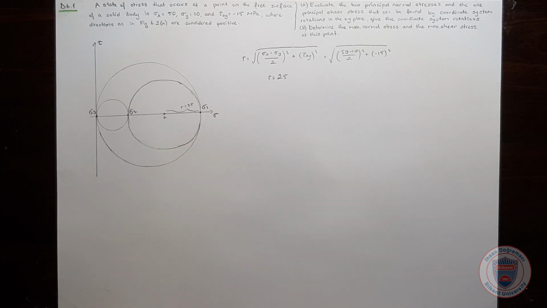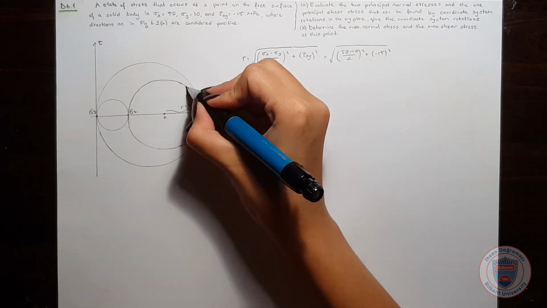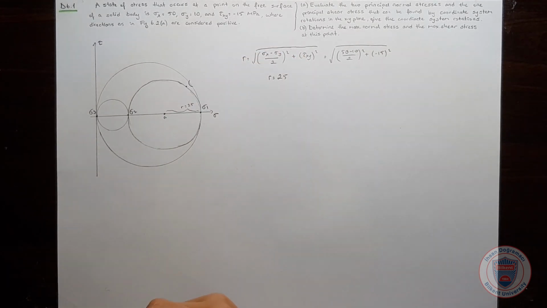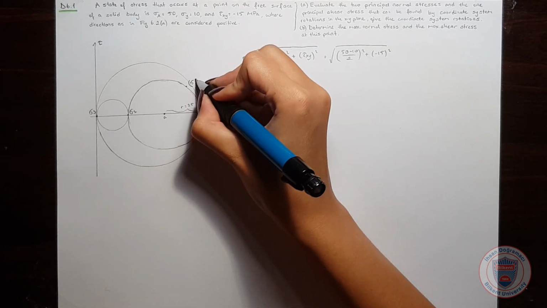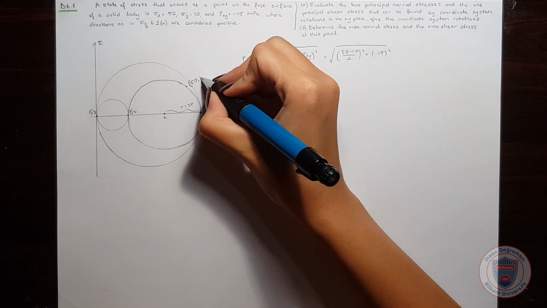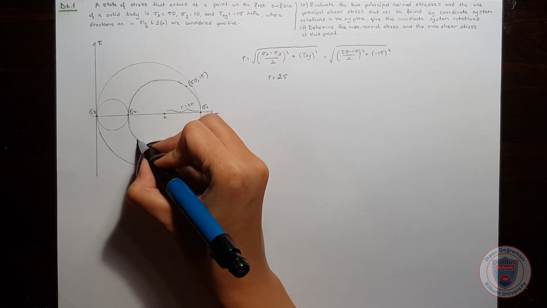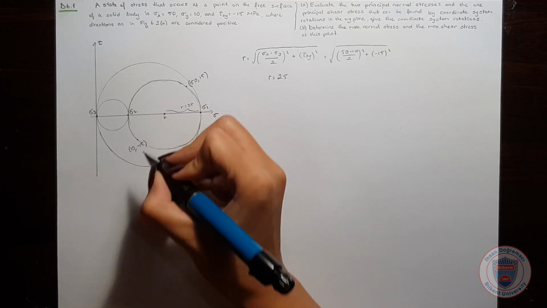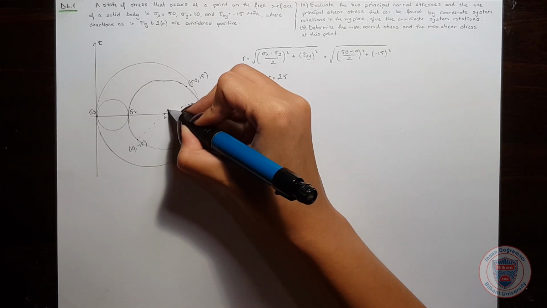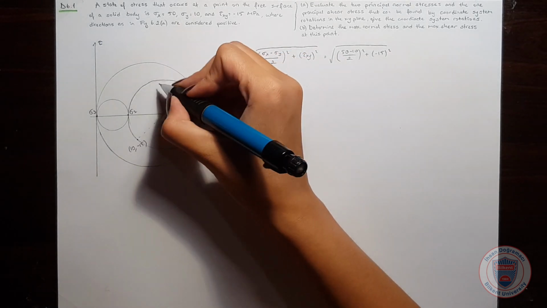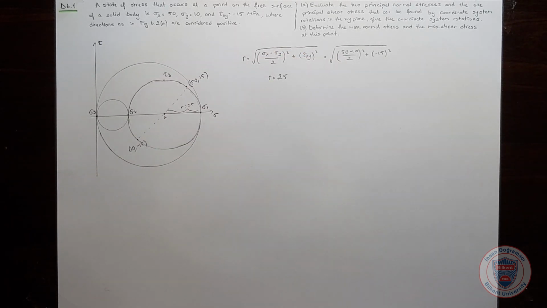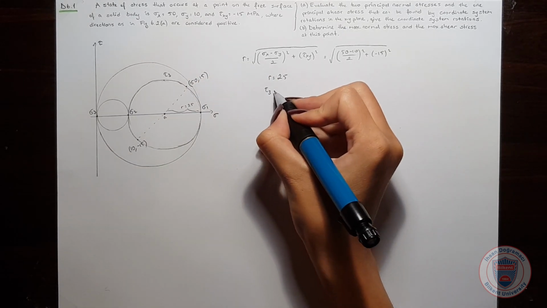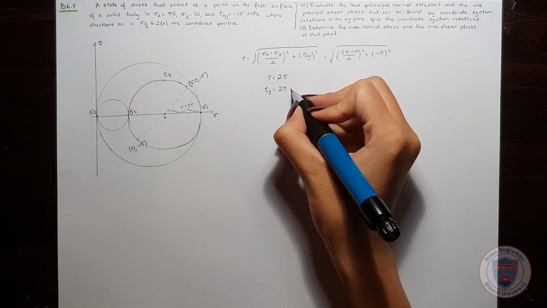Also, let's show our stresses on the circle. This point will be sigma x, minus tau xy. So this will be 50, 15. And this point will be 10, minus 15. We know that this point is tau 3, and it will be equal to r. So we can say that tau 3 is 25 MPa.